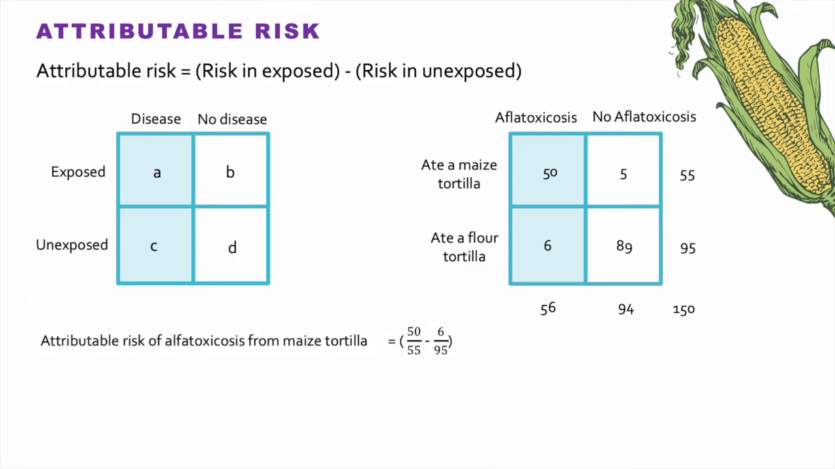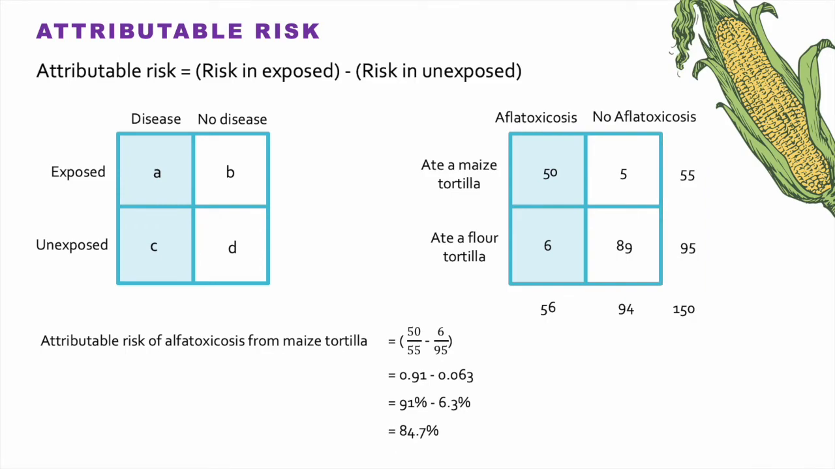For this example, we're subtracting the 50 people who got aflatoxicosis who ate the maize tortilla out of all the people who ate a maize tortilla, minus the people who got aflatoxicosis who did not eat a maize tortilla out of all the people who ate a burrito but did not eat a maize tortilla, our unexposed group. Again, note that the denominators are not the vertical column of those without the disease. They're the totals for the exposed and unexposed.